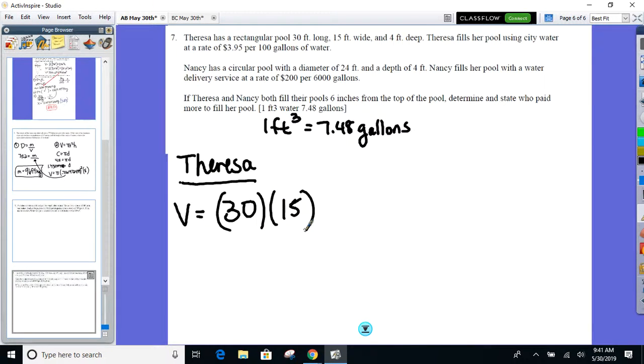But it is 4 feet deep, but not full of water. 6 inches is half a foot. 4 feet total. She fills it half a foot before the top. So what are we putting here now? 3.5. Everyone see where that's coming from, the 3.5.